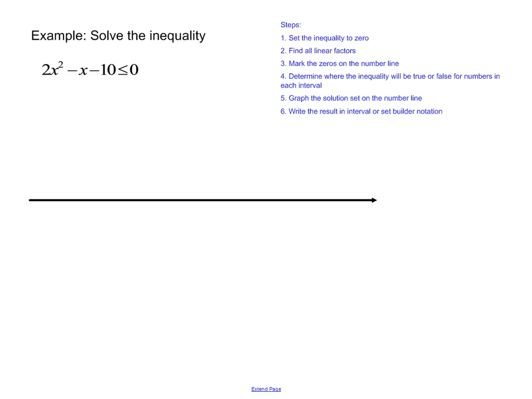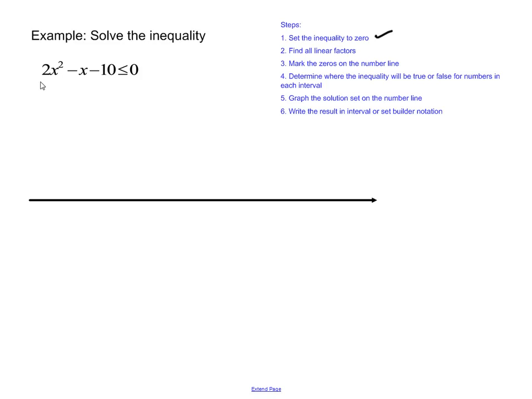Okay, everybody, here's another example. We want to solve this inequality: 2x squared minus x minus 10 is less than or equal to 0. We're going to follow these steps as we illustrated before. To solve an inequality, first of all, we set the inequality to 0, which it already is. Then we're going to find all of the linear factors. So we need to factor this thing apart.